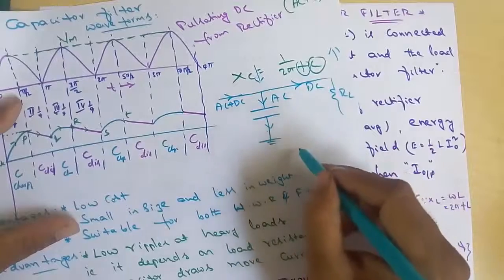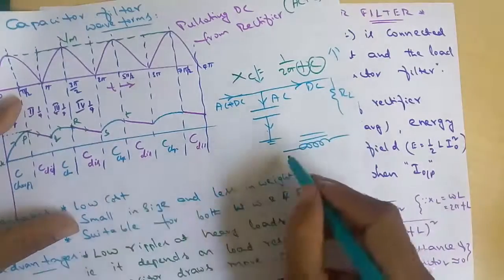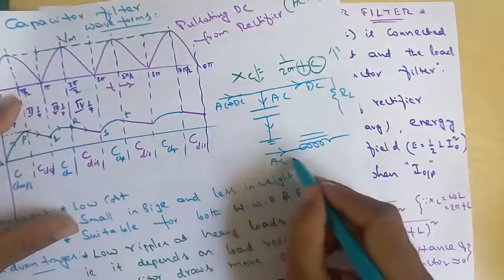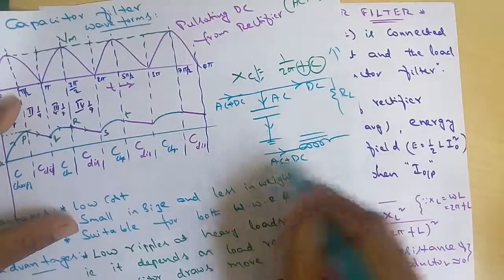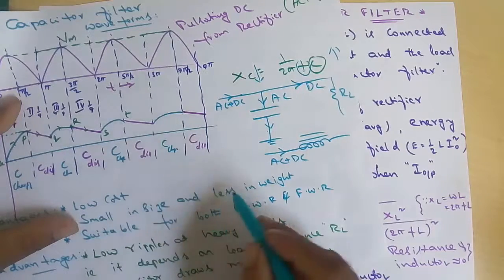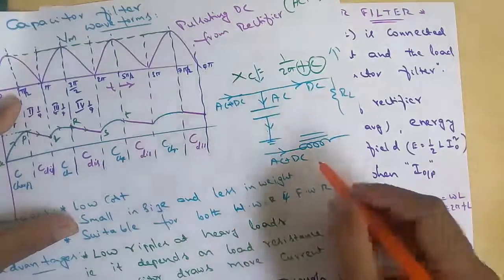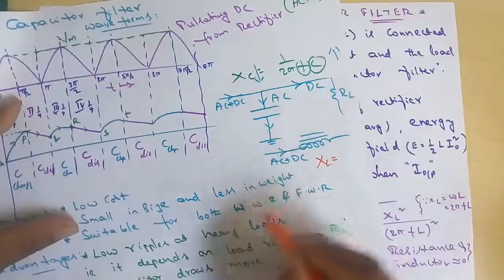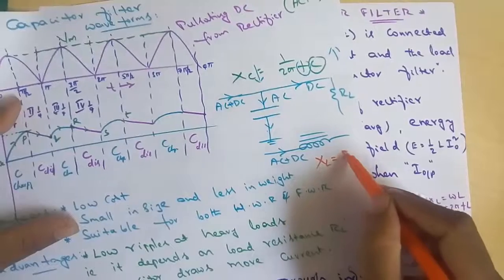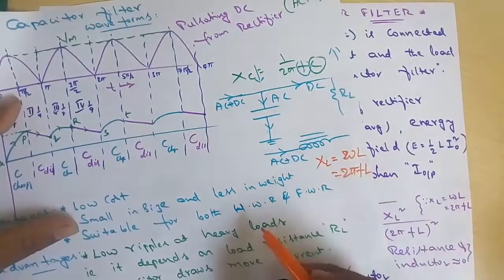So in case of an inductor, this is the inductor. Let us suppose here this is both AC and DC flowing through the inductor. Then what happens? What is the formula for inductive reactance? XL is equal to omega L, and omega L means 2 pi FL.